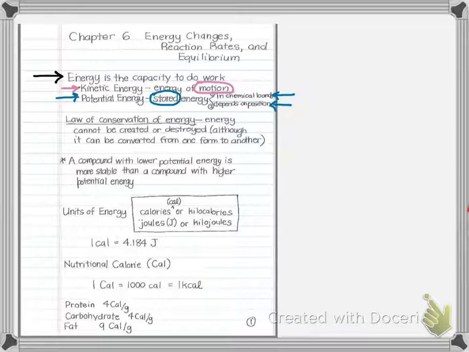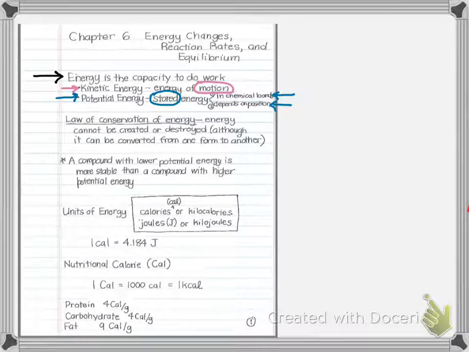Examples you might see in your book are the skier at the top of the slope before you go down, who has potential energy. If you have a waterfall, the water at the top before it goes over the edge would have potential energy. Anything that's above the ground is going to have potential energy based on its position.